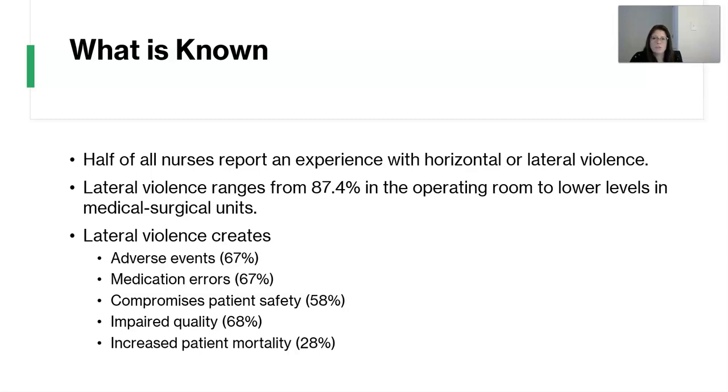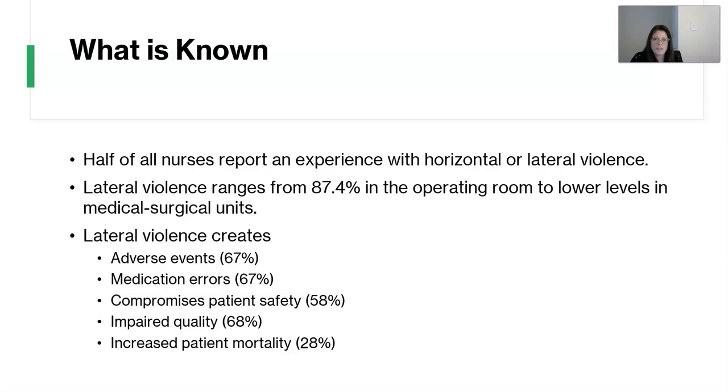So what is known? The presence of horizontal violence in nursing is prevalent. A nurse's experience with horizontal or lateral violence is reported by almost half of the nurses at some point in their career. Researchers have reported that the prevalence of lateral violence ranges from 87.4% in the operating room to lower levels in the medical surgical unit.